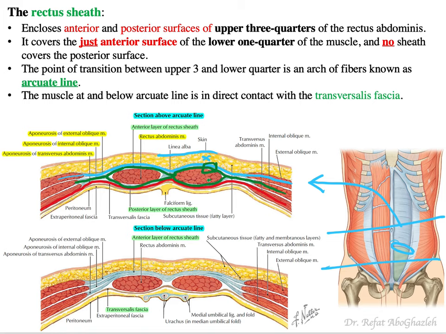This is the rectus sheath. Here we go. We remove this part so you can see it here. This is the rectus sheath. This is the rectus sheath, which surrounds the muscles, right or left. Okay, but the trick is here, guys.